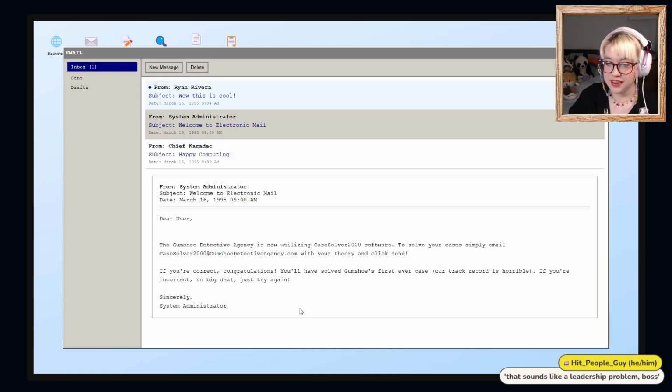Not my problem. The Gumshoe Detective Agency is now utilizing CaseSolver 2000 software. To solve your case, simply email casesolver2000@gumshoedetectiveagency.com with your theory and click send. If you're correct, congratulations! You'll have solved Gumshoe's first ever case.